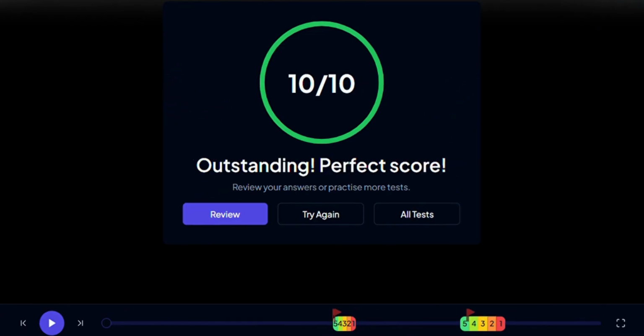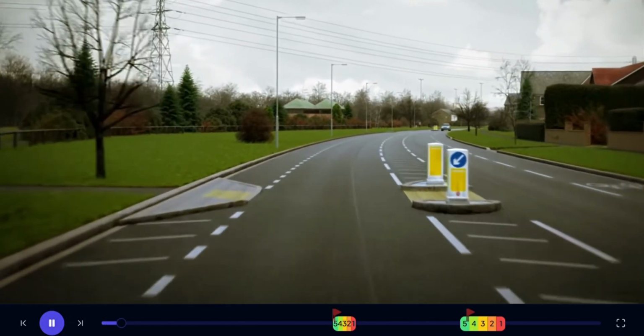And that's the end. So we had two potential hazards in this one, the red car cutting in, and the cyclist signaling to turn. Let's go ahead and review our clicks. All right, let's review what just happened.